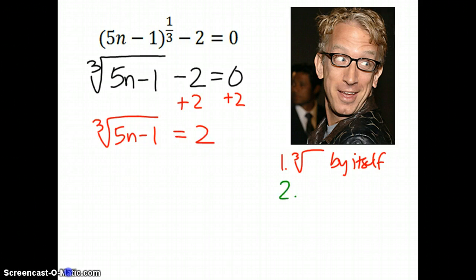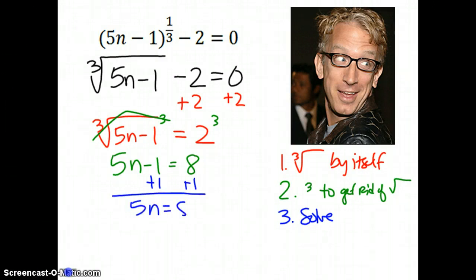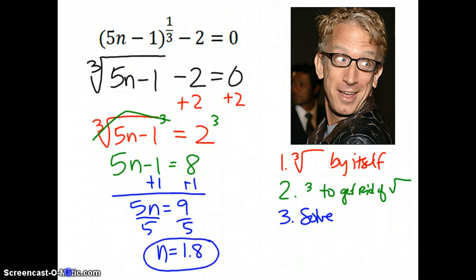The next thing you're going to do, we're going to cube it to get rid of that cube root. Cube both sides. Those cancel, leaving us with 5n minus 1. 2 cubed is 2 times 2 times 2, or 8. Next step is to solve. Get n by itself. Add 1 to both sides. 5n equals 9, not 8, 9. Divide by 5. And we get n equals 1.8. If you want to leave it as a fraction, that's fine too.